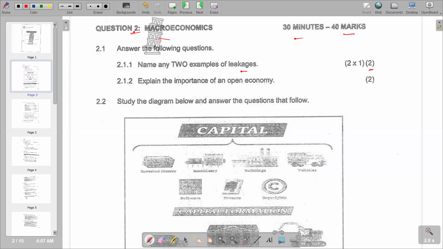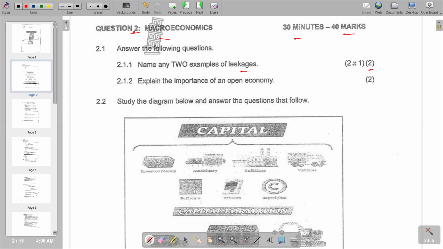Remember, leakages are the withdrawals in the economy. The examples we are going to mention are items that reduce the income that is flowing in the economy. It is a withdrawal from another point of view. So what are the examples that we may have? Taxes become one of the examples of leakages, and then also we can have savings.